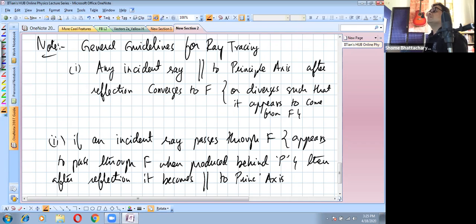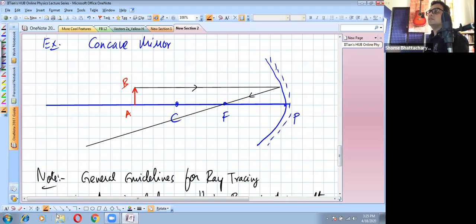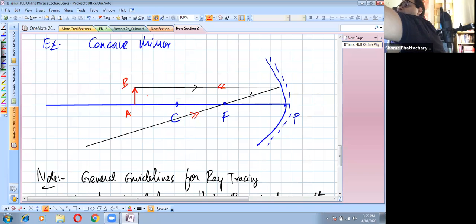This is in conjunction with a very simple principle in reflection, which is the principle of reversibility. Imagine I had a situation where this was actually the incident ray, then this would be the reflected ray. It just follows the principle that I've just noted below: any incident ray which is passing through the focal point, after suffering reflection, will become parallel to the principal axis.